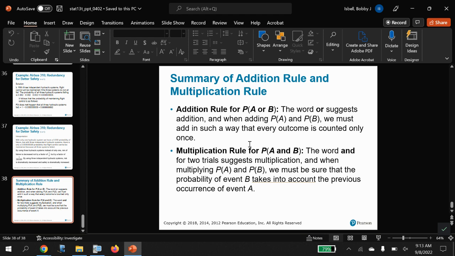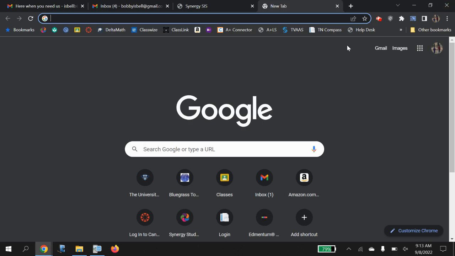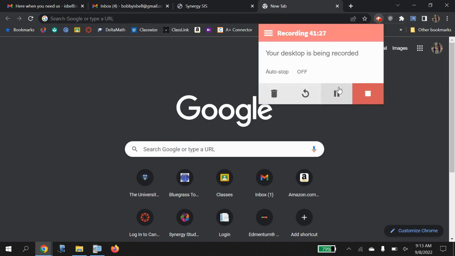The key is being able to read a problem and know what you should do. That's the one thing that you need to really focus on: being able to read a problem and know what you should do and how you should work it. Is it the addition rule or the multiplication rule? Is there overlap? Is there not overlap? Are there independent or dependent events?